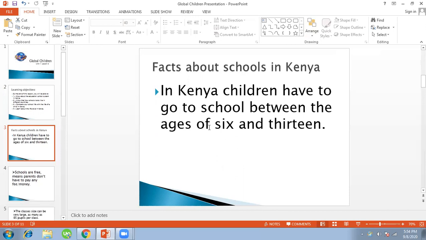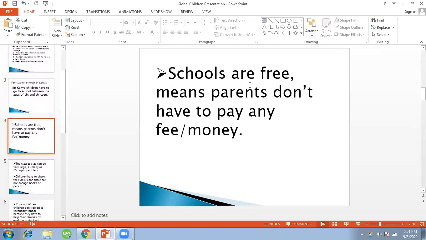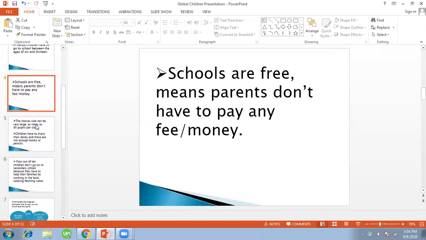In Kenya, children have to go to school between the ages of 6 and 13. Okay. So the second fact was schools are free, means the parents don't have to pay any money. There's no fee. It's all subsidized, right? The government is paying the fee, and support to these schools is from the government. And some NGOs and institutions are doing a lot of things for the improvement of the education system in Kenya.